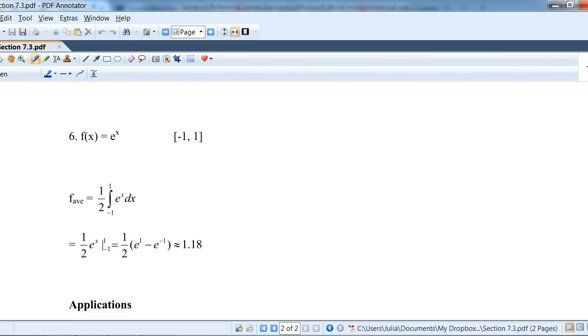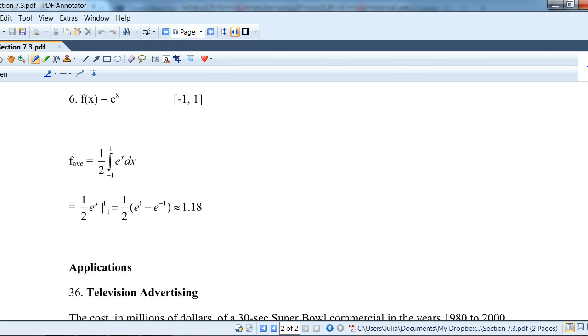And we can also do this with exponential functions. Let's say it's e to the x from -1 to 1. Again, it's 1 over 2. The length of the interval is 2, times the integral from -1 to 1 of e to the x dx. It becomes 1/2 e to the x. Basically, the antiderivative is the same, from -1 to 1. And again, we plug in the top value 1 first, minus e to the -1. And I just plugged this in the calculator, and I got about 1.18 as the average value.